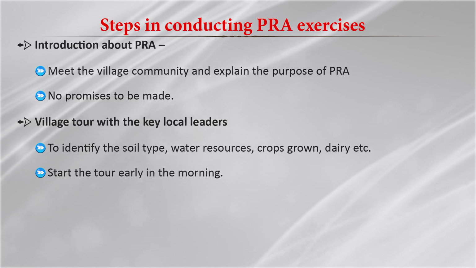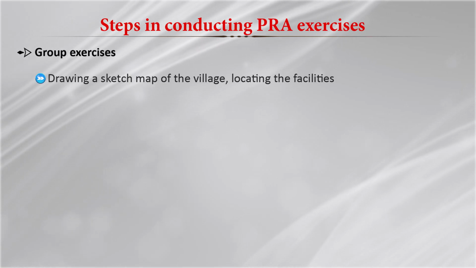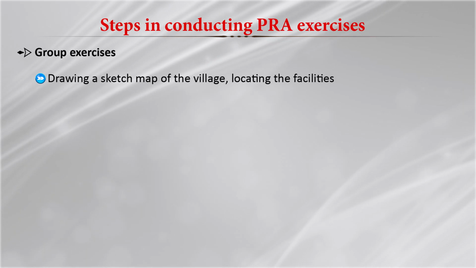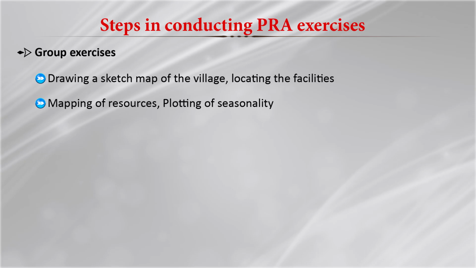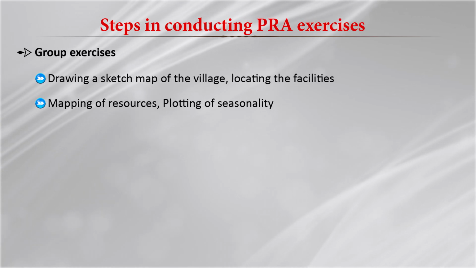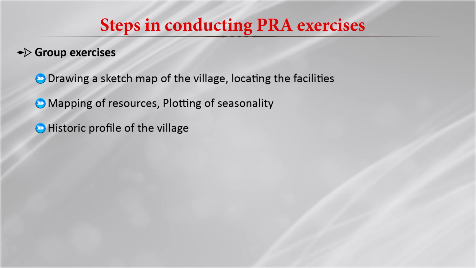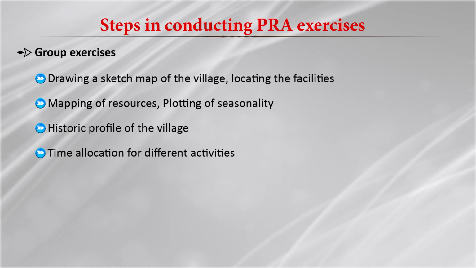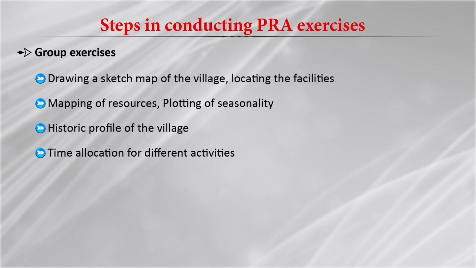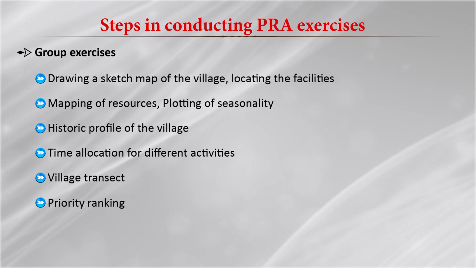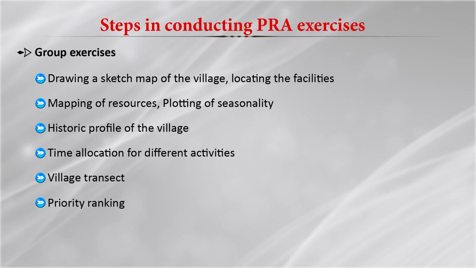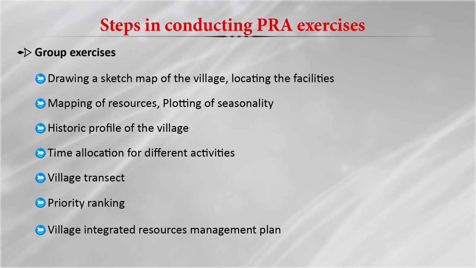And basically, we have to conduct different group exercises like drawing a sketch map of the village and locating the facilities. Then we have to prepare the mapping of the resources or plotting the seasonalities. We have to prepare the historical profile of the village. Then time allocation for different activities we have to prepare. Then we have to conduct the village transit. We have to do the priority ranking. Then we have to prepare village integrated resource management plans. And at the end of the PRA, basically we prepare a summary.